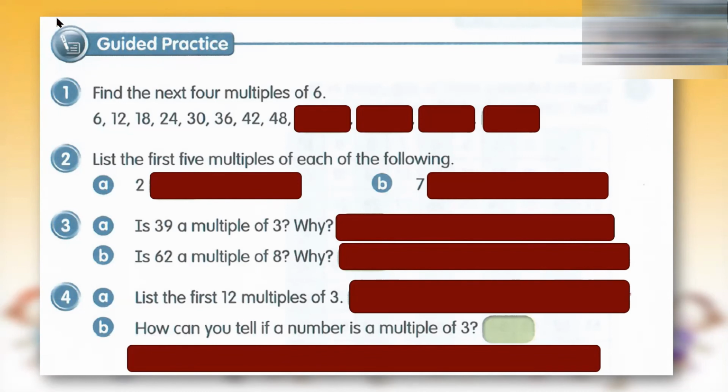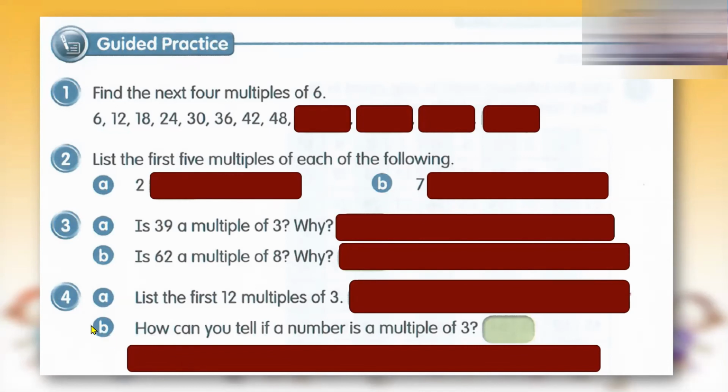How about number 4? For number 4, list the first 12 multiples of 3. The first 12. So in here, the first 5, so you need only 5. Here, you need 12 numbers, starting from the very first. Since it is multiple of 3, you will start with 3. 3, 6, 9, and so on. You need 12 numbers. Teacher, and then for letter B, what? I don't understand number 4, letter B.